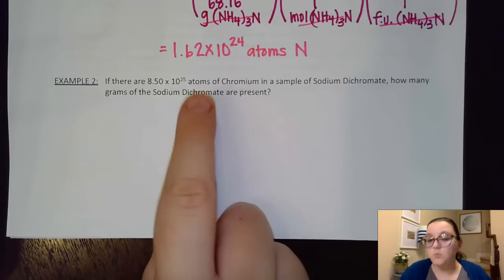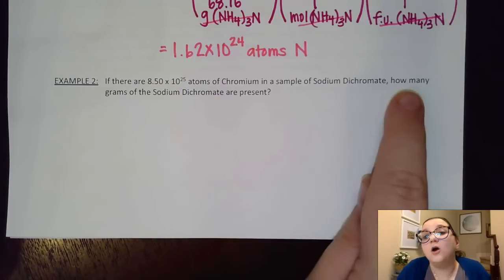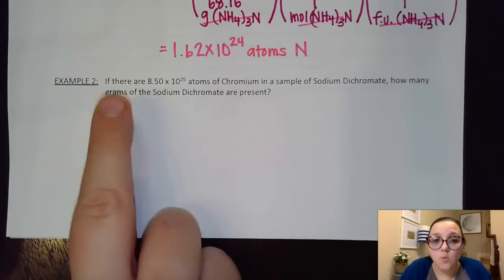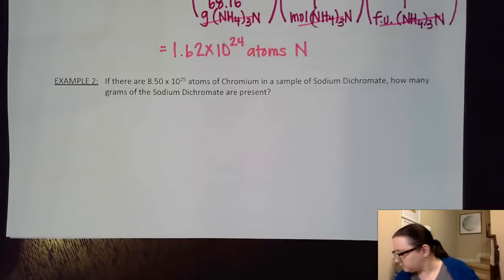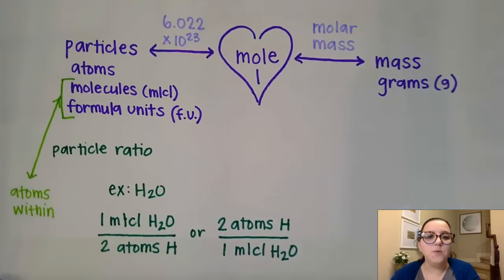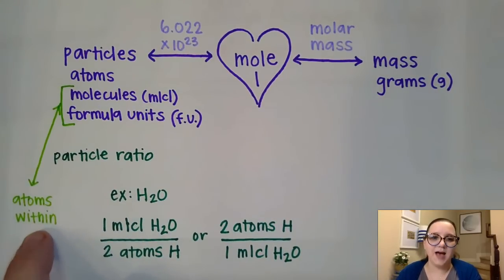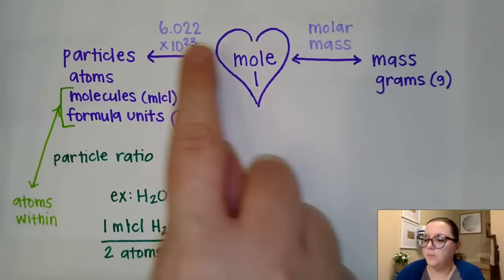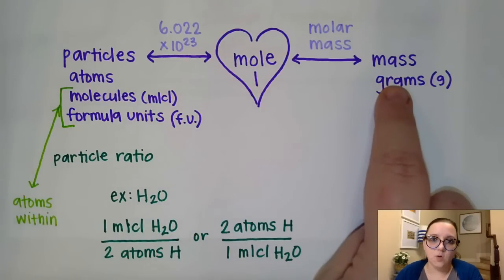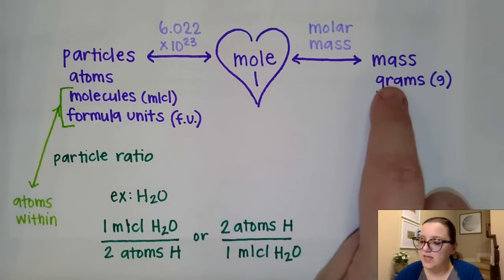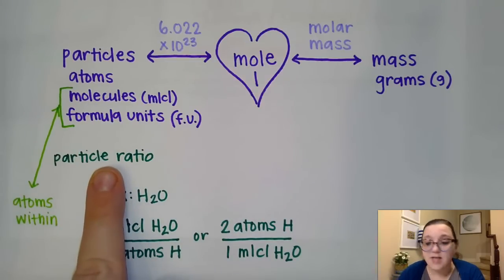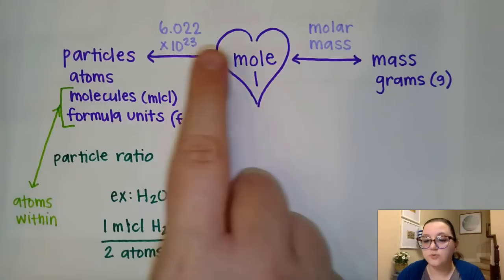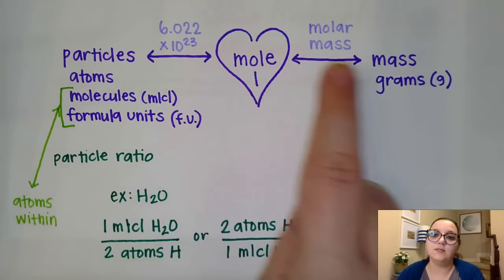You notice that this time we know the atoms, but we are trying to figure out what the grams of the whole compound would be. So basically, if you're thinking about your map here, we are starting out with the atoms within, and we need to work back to the grams of the whole compound. That means this time the particle ratio is going to come first, then we go particles to moles, and then moles to mass.